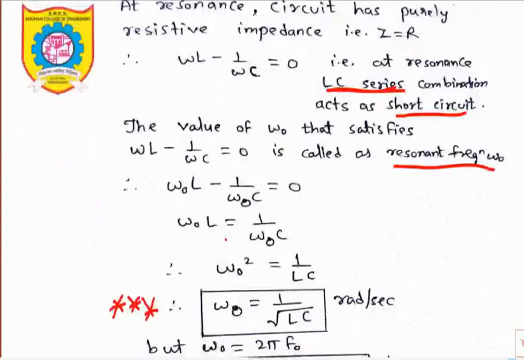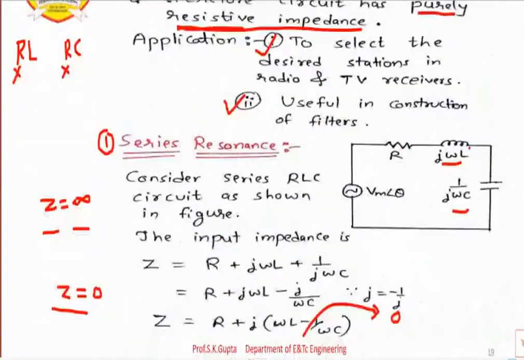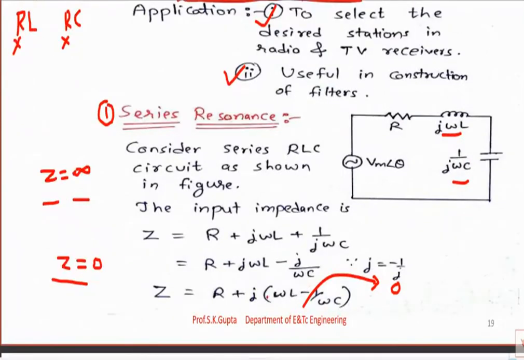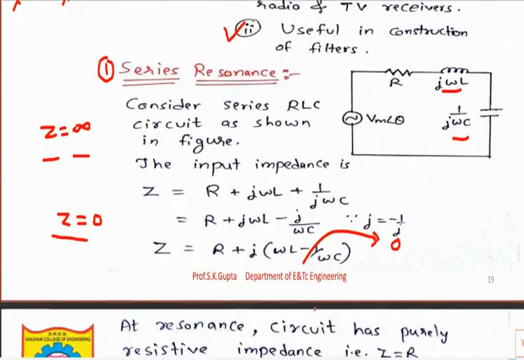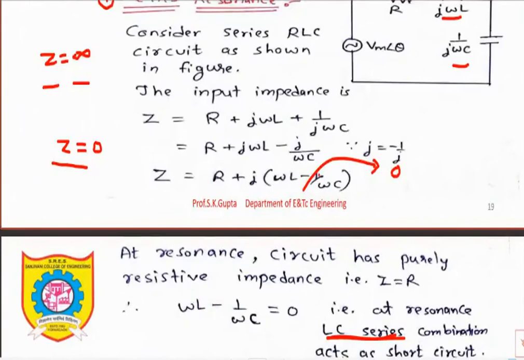Once again I will repeat. We have one series RLC circuit. Total impedance is R plus j omega L plus 1 upon j omega C. Take j common, so it becomes R plus j times (omega L minus 1 upon omega C). But we know that at resonance Z equals only R, that means this term is 0. Always, if you want to determine the resonant frequency, equate the imaginary term with 0.